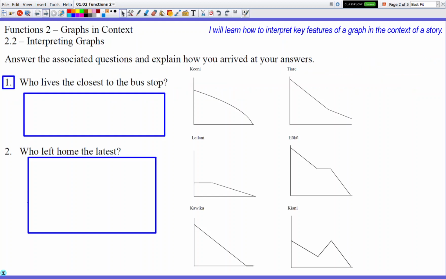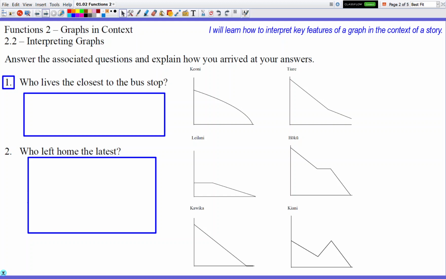So, who lives closest to the bus stop? Because the y-axis is labeled as distance from the bus stop, as far as who lives the closest, you want to look for a graph that is close to the x-axis, or not very high. If the graph is high, that means the person lives far away from the bus stop. If the graph starts off on the lower side, low down to the x-axis, then that means the person lives close to the bus stop. So which graph starts off the lowest?